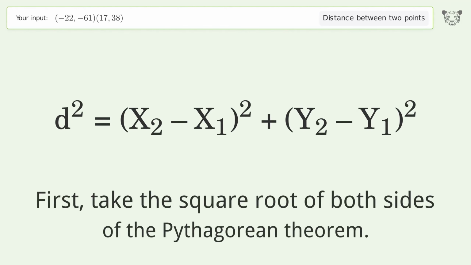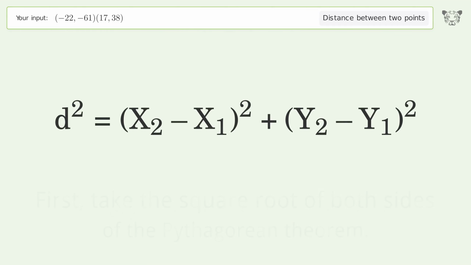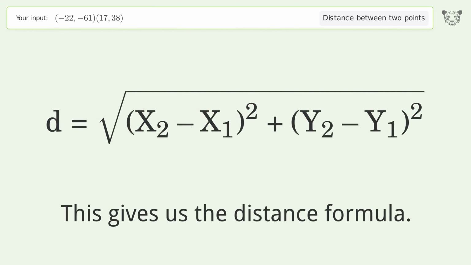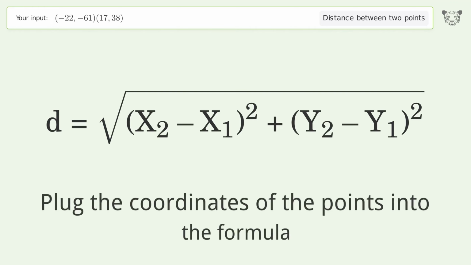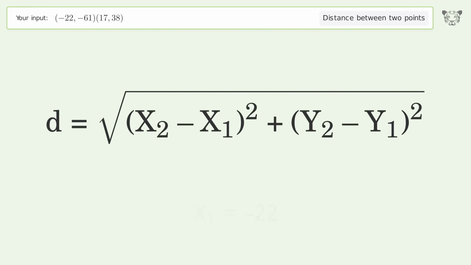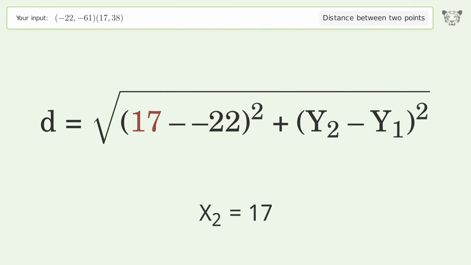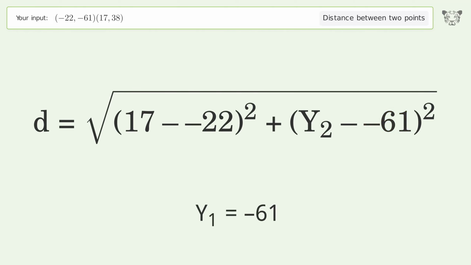First, take the square root of both sides of the Pythagorean theorem. This gives us the distance formula. Plug the coordinates of the points into the formula. x1 equals -22. x2 equals 17. y1 equals -61. y2 equals 38.